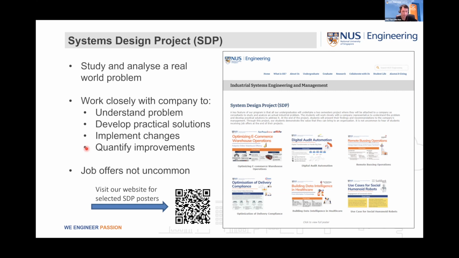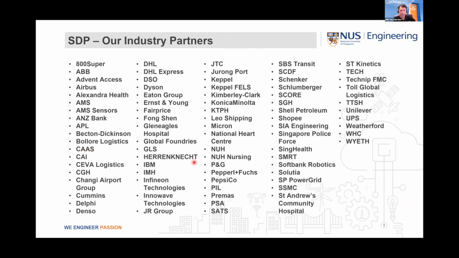So this slide over here shows our industry partners. For our systems design project, we've worked with a lot of companies. We've worked with companies in the manufacturing industry. We've worked with companies in healthcare, so Airbus Manufacturing, Alexandra Healthcare. We've worked with the banks. We've also worked with accounting firms and a whole host of industries. So it's not just one particular industry, but industrial and systems engineering actually applies across a wide variety of sectors.